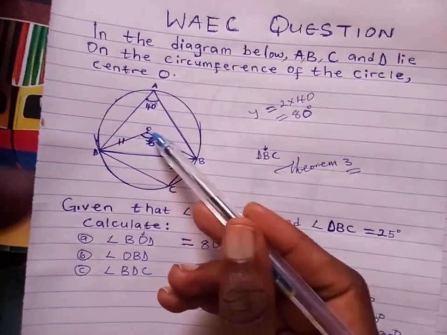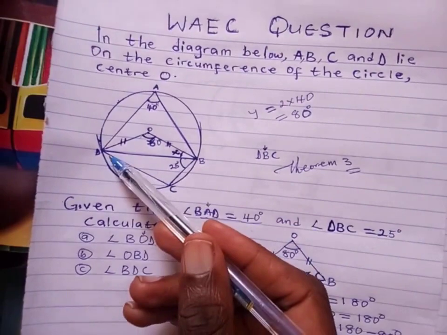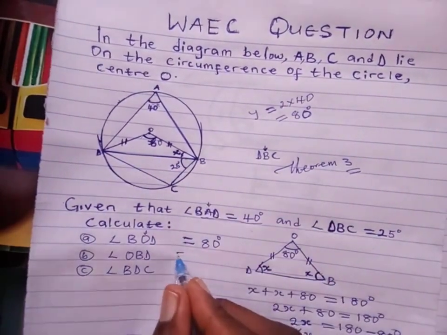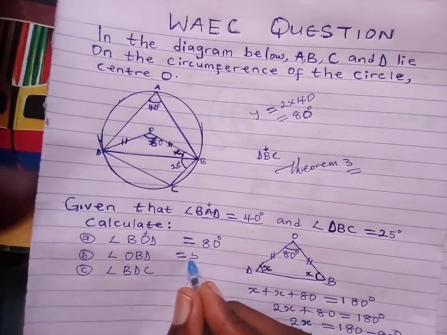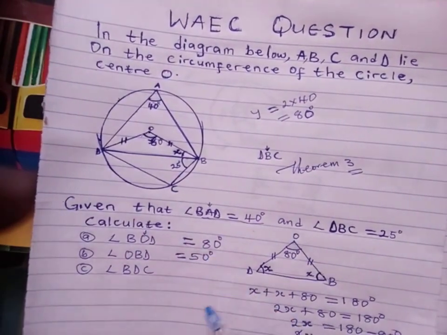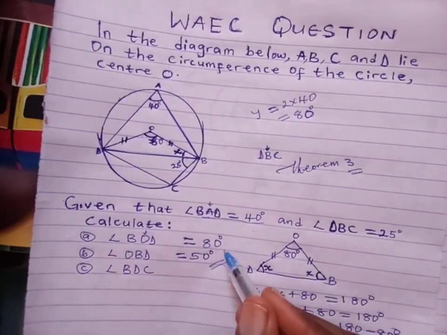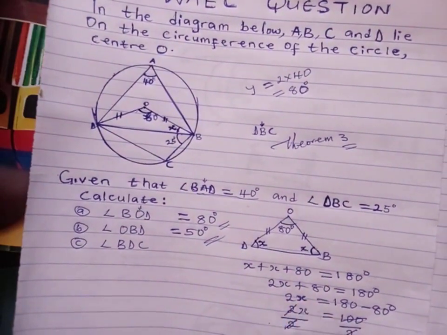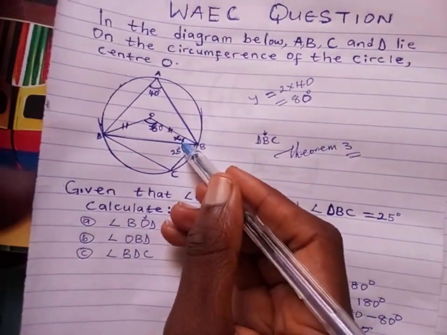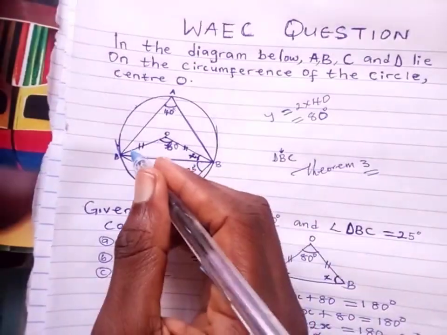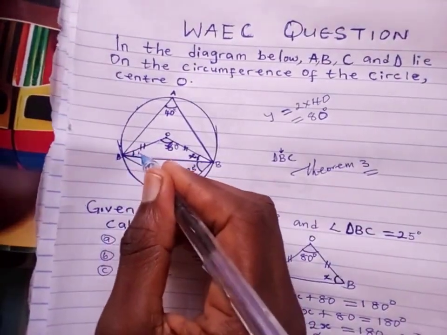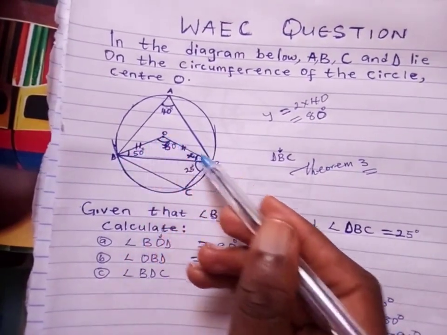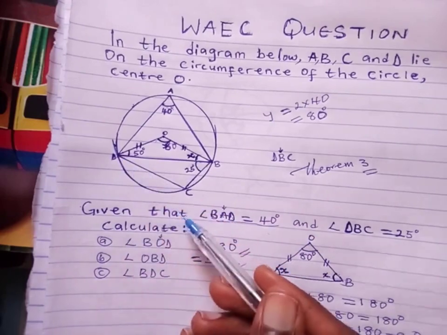So angle OBD is going to be 50 degrees. Okay, so here is going to be 50 degrees. So answering this question, we've also answered this very question. All right, now if here is 50 degrees, this side will also be what? 50 degrees. Why? Because an isosceles triangle is formed there.